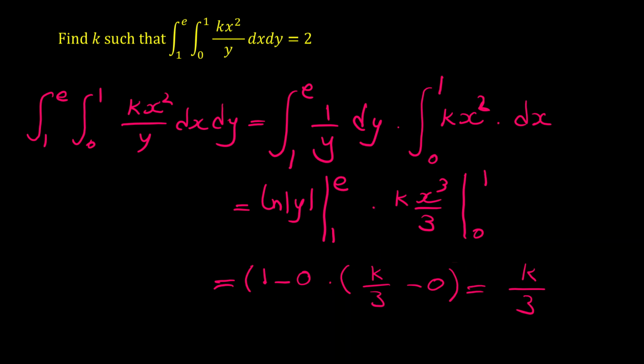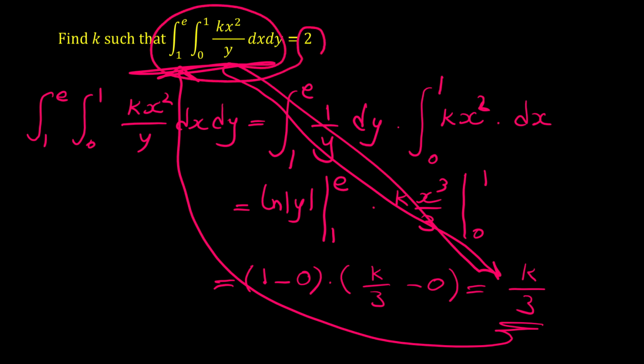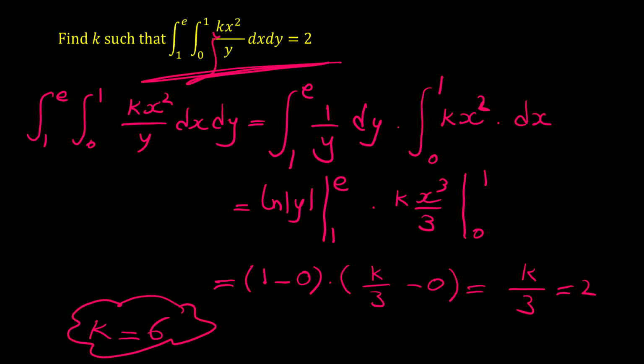So the value of this integral is k over 3. But we know that this integral should be equal to 2, and we have to find k such that this equals 2. So now, simply, we have to set this answer equal to 2. From this equation, k equals 6. So if in this integral k is 6, then this integral equals 2. And so this is the answer of this integral.